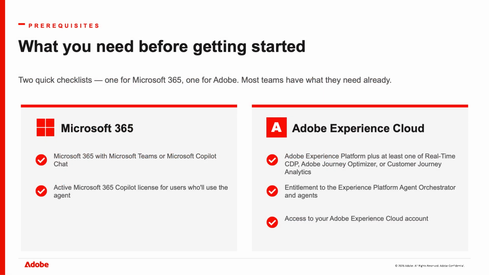Quick checklist to start. On the Microsoft side, your team needs Microsoft 365 with either Microsoft Teams or Microsoft Copilot Chat, plus an active Microsoft 365 Copilot license. On the Adobe side, you need Adobe Experience Platform, along with at least one of real-time CDP, Adobe Journey Optimizer, or Customer Journey Analytics. These are the products the agent draws insights from. You'll also need entitlement to the Experience Platform Agent Orchestrator and access to your Adobe Experience Cloud account. If anything on the Adobe side is missing, your Adobe administrator or account team can help.